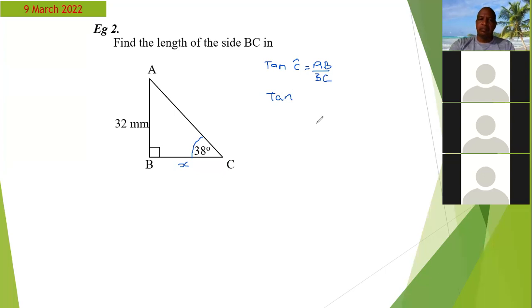Continue. Okay, so now replacing with actual values. Tangent of angle 38 degrees is equal to 32 over x. Okay, continue. So now I want x by itself. So first we write x on the left side, equal to 32 over tan 38 degrees.